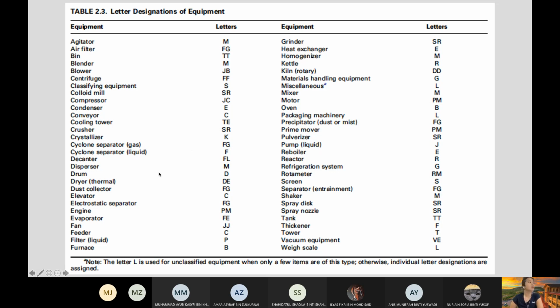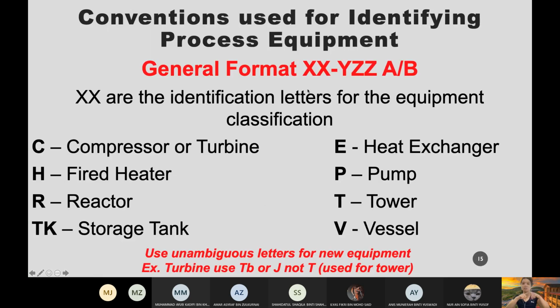I already give you the note. Please refer here for your equipment alphabet. Kamu tak boleh sebarangan pilih, please follow this. So nanti saya akan check, saya akan tengok. Kalau kamu tak follow, kena potong markah lah on this part. Okay, so done. On the format ni, part yang XX tu dah settle. So kalau reactor, letaklah R. Kalau grinder tadi, SR. Okay, done on the part XX.